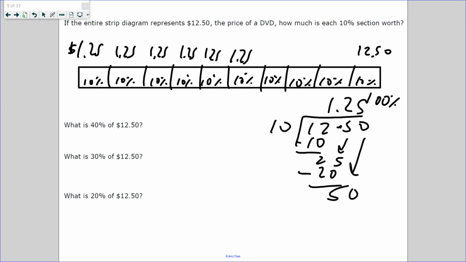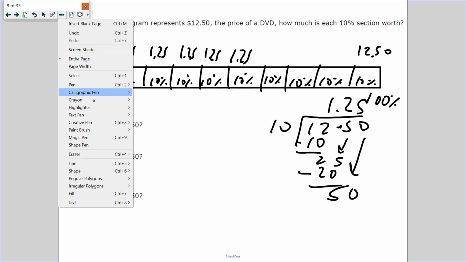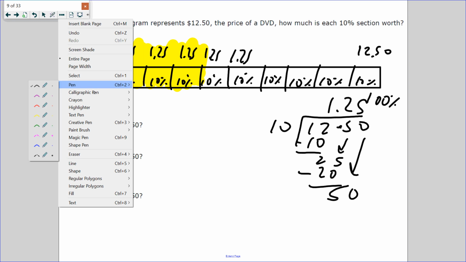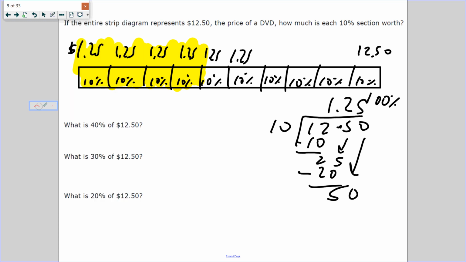So what if there was a sale that says 40% off, or only pay 40% at this time? Let me use my highlighter for this one to show you. 40% is all this. And what's $1.25, $1.25, $1.25, $1.25? $1.25 plus $1.25 is $2.50. Another $2.50. So it's $5, or $1.25 times 4.